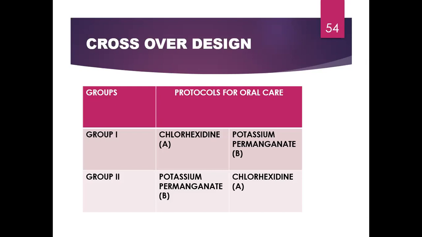So it is an extremely powerful research design, but sometimes it may not be effective because they may be influenced by the previous experiences. So this is a crossover design when it is swapped for both the groups. First chlorhexidine and then potassium permanganate. First potassium permanganate for group 2 and then chlorhexidine.